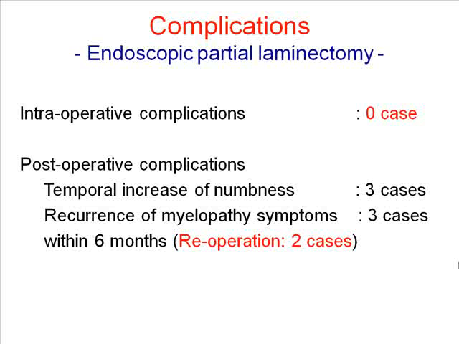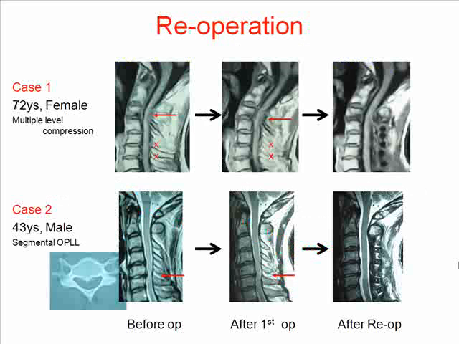This slide shows the 2 reoperation cases. Case 1 was a case of multiple level compression of the spinal cord. Case 2 was a case of segmental OPLL. These cases showed improvement of myelopathy symptoms after endoscopic partial laminectomy. However, they had a recurrence of myelopathy symptoms within 6 months. Laminoplasty was performed in both cases.